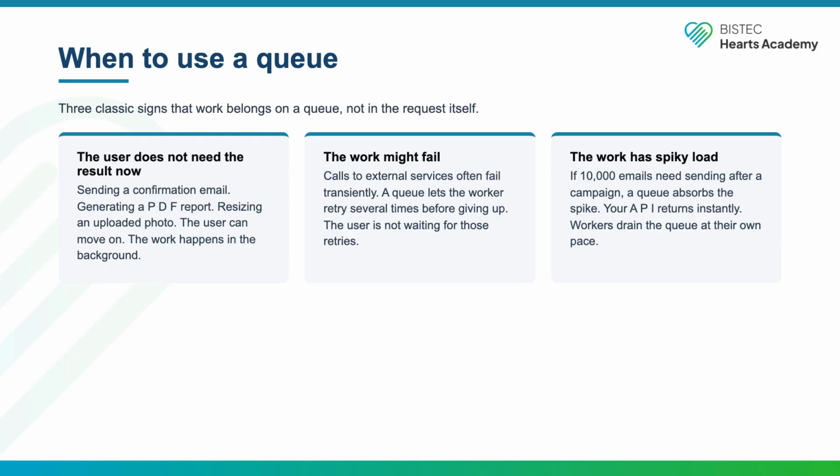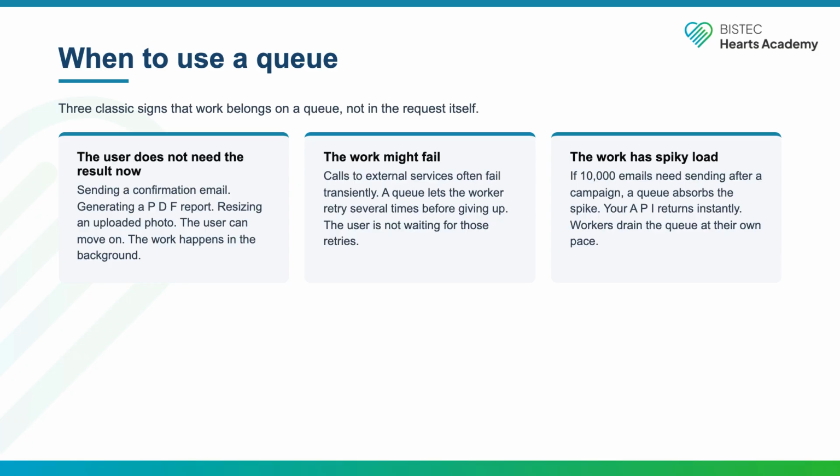Sign 2. The work might fail. Calls to external services often fail transiently. The email server is overloaded. The payment gateway has a hiccup. A queue lets a worker retry several times before giving up. The user is not waiting for those retries.